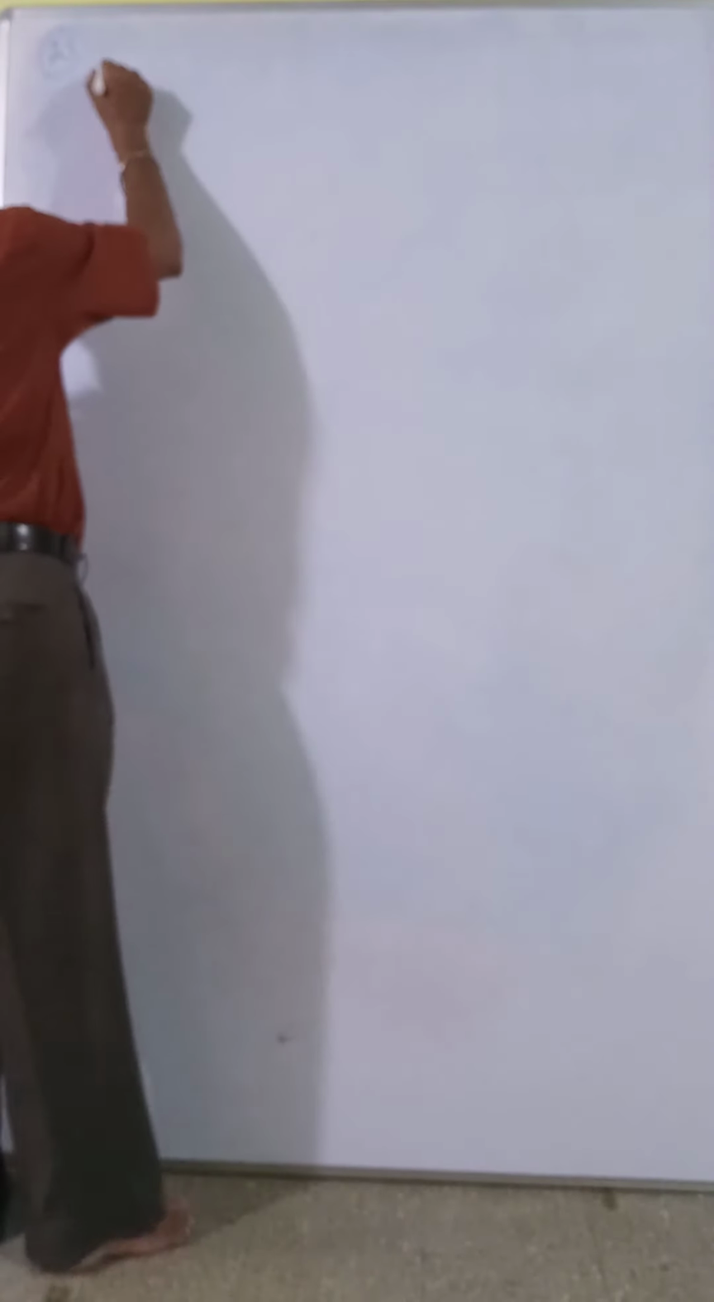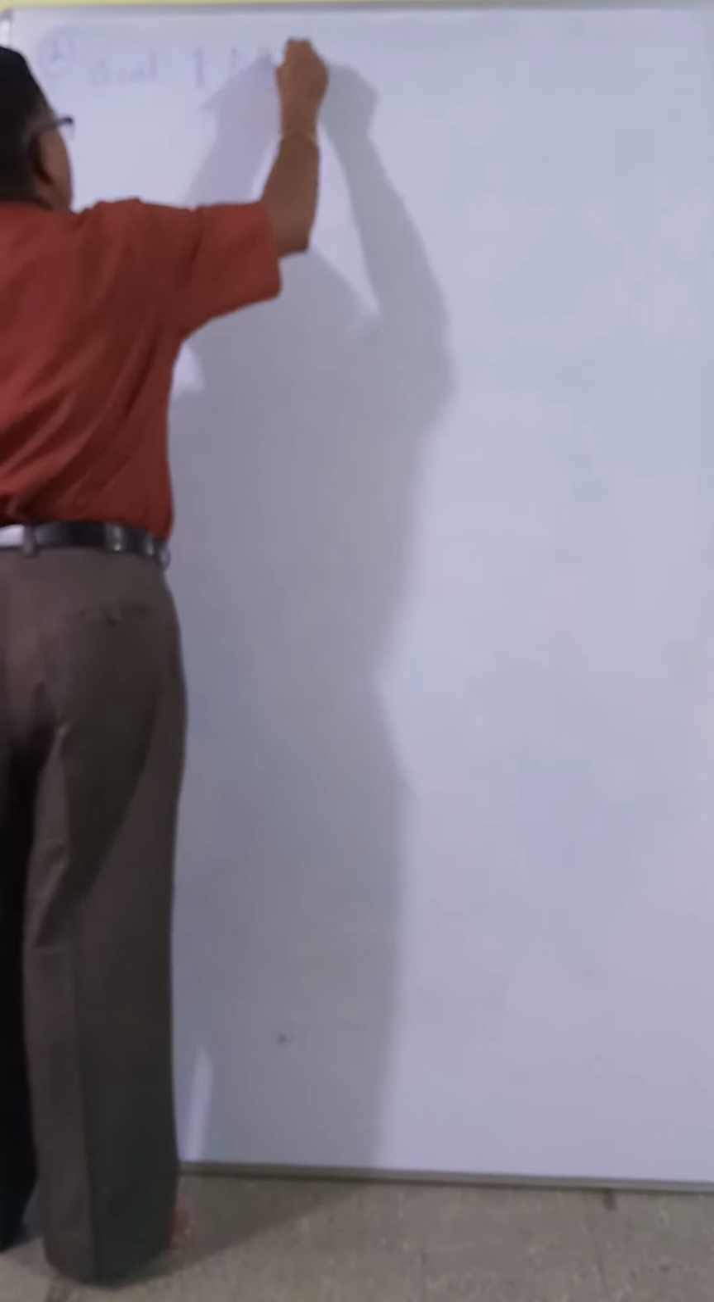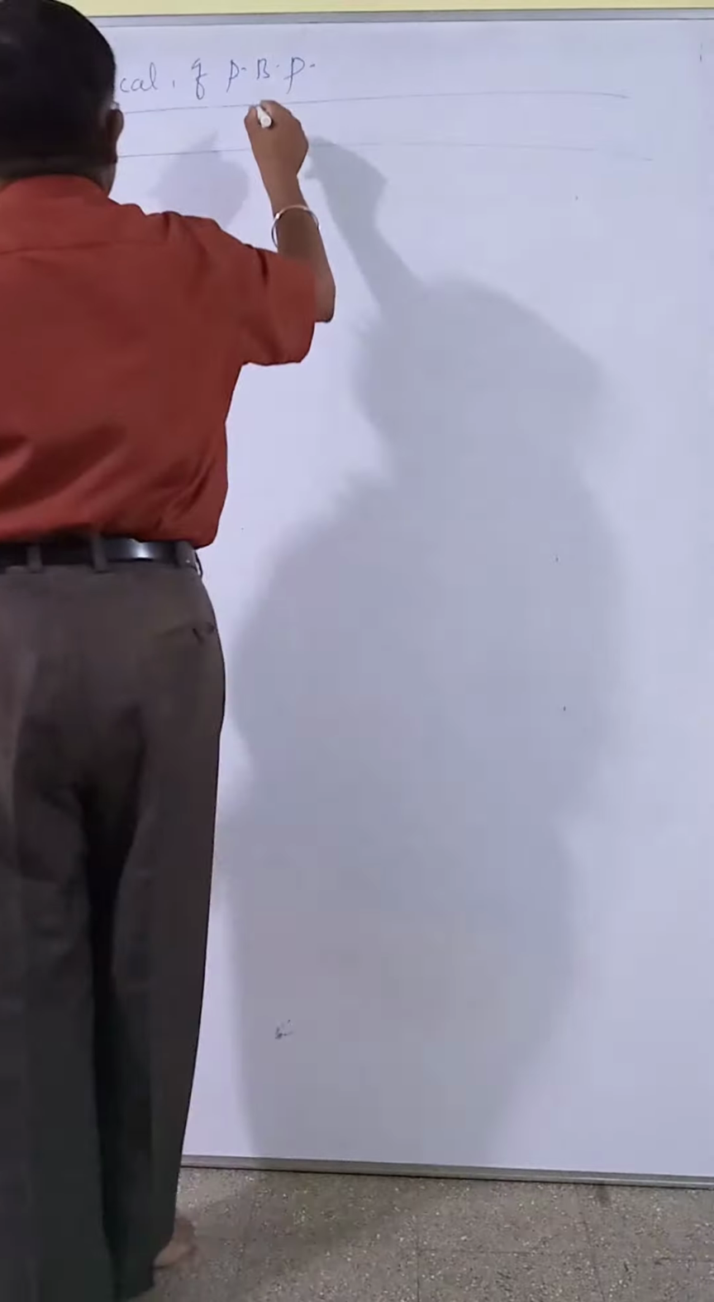Now, calculation of the first method, the payback period. This is project X. Under that you have to write year, then cash inflow. They have given cash inflow directly, and you have to make one more column, cumulative cash inflow.